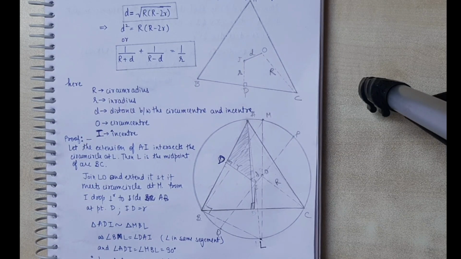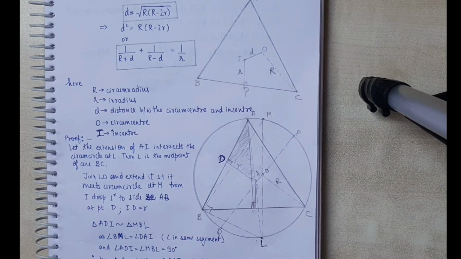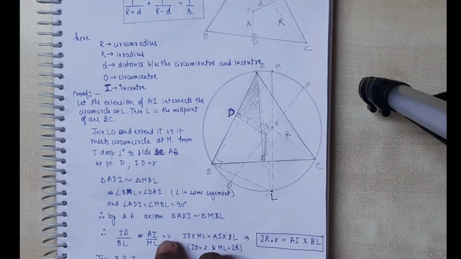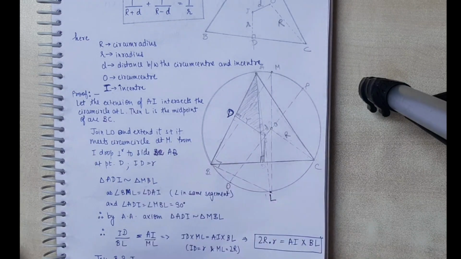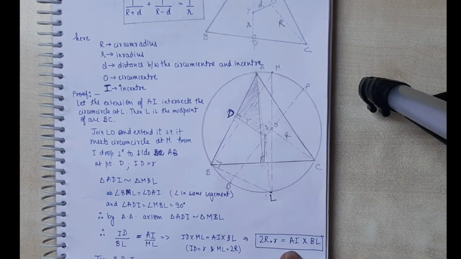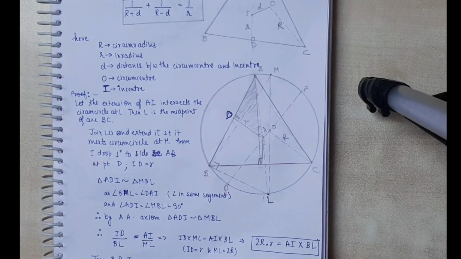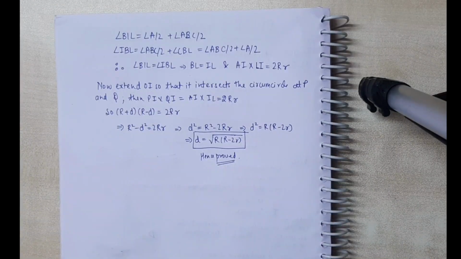Now, if they are similar, then ID upon BL is equal to AI upon ML. If we cross multiply, then ID into ML is equal to AI into BL. ID was equal to the inradius and ML was equal to twice the circumradius. Therefore, we get this expression. Now we join B and I. Turning over to the next page.